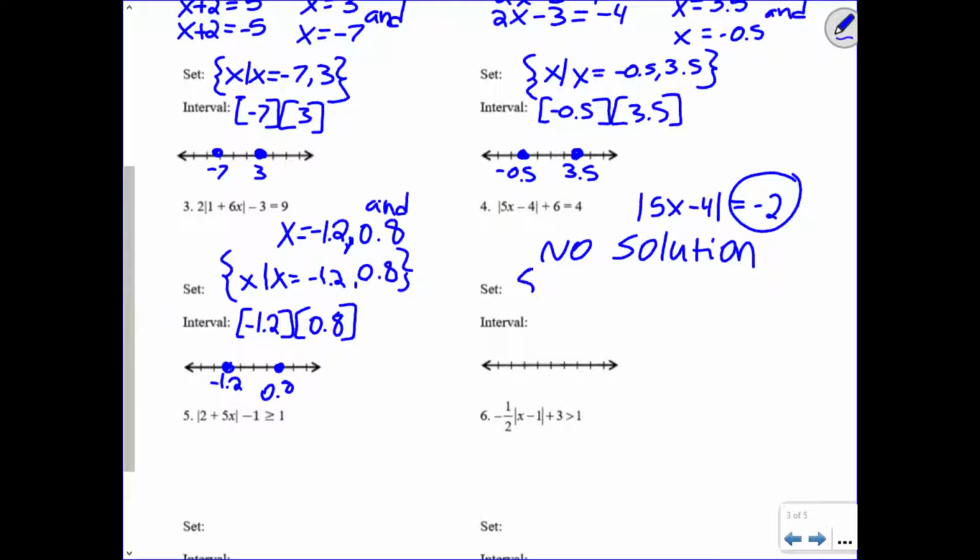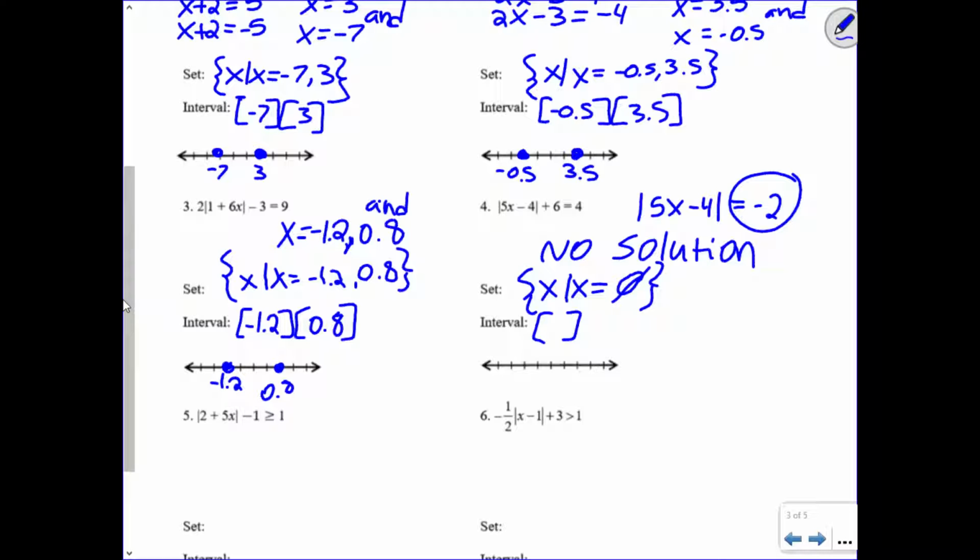To write that in set notation, you write the notation for the empty set. It's a little circle with a slash through it. That's how you write no solution in set notation. And then interval notation is just an empty bracket, nothing except that.